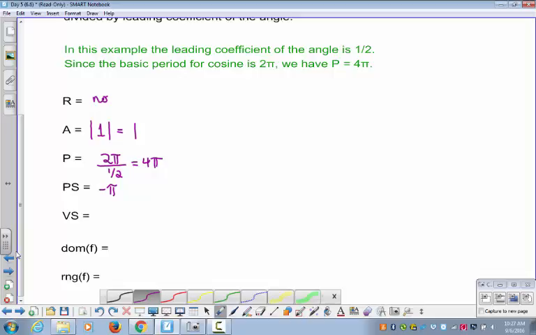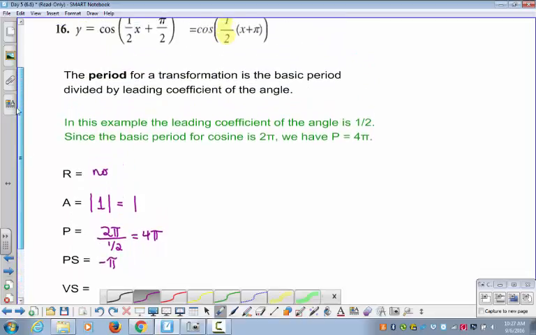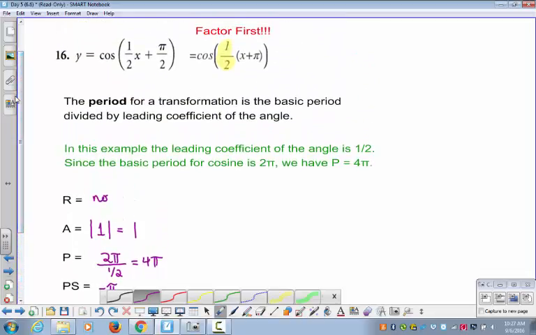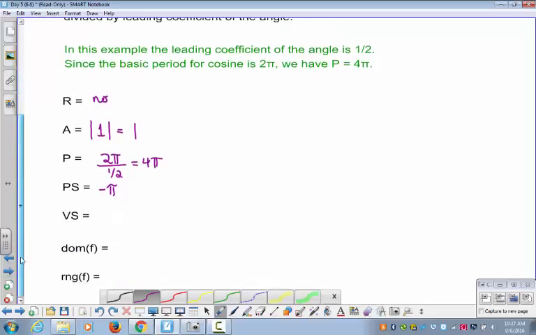And then vertical shift, we look to the outside. I tend to write that vertical shift over here. Sometimes the book will put it in front and write like 2 plus cosine. That seems strange to me. I'd put it on the outside because it comes last. It's the last thing you're going to do when you graph your function. Shift it up or down. But there's none. There's no vertical shift.